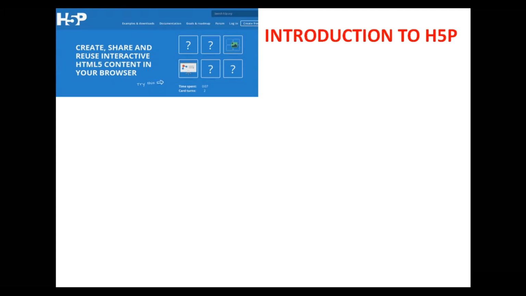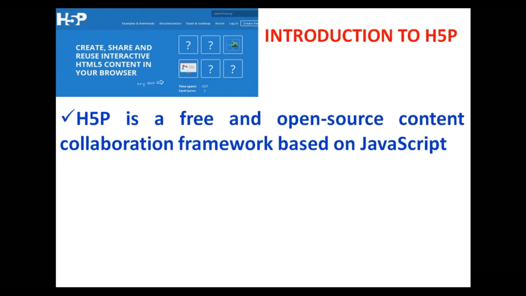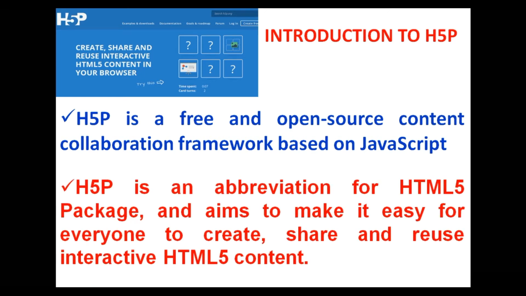Introduction to H5P. H5P is a free and open source content collaboration framework based on JavaScript. H5P is an abbreviation for HTML5 package and aims to make it easy for everyone to create, share, and reuse interactive HTML5 content.